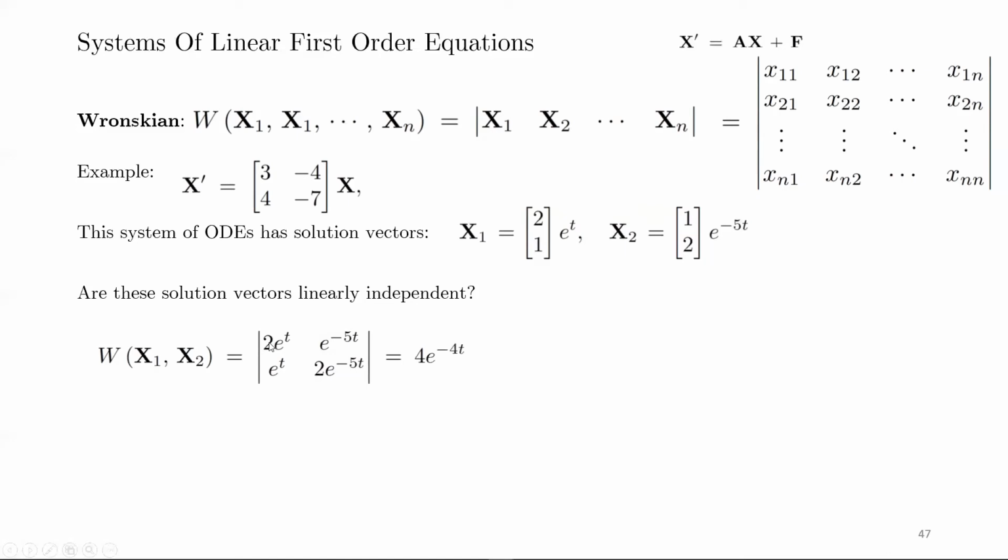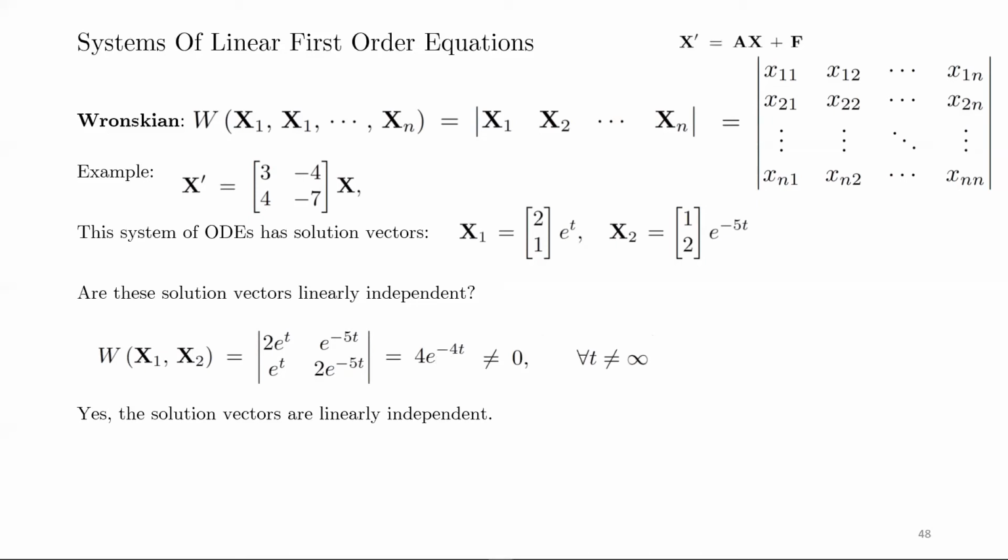So I get 2 times 2 is 4, e to the t times e to the -5t, minus the product of e to the t times e to the -5t. So in fact, I think this should be 3 e to the -4t, but that doesn't really matter. The point is it's not equal to 0 for any finite value of t. So therefore, yes, these solution vectors x1 and x2 are linearly dependent. Sorry, linearly independent. x1 and x2 are linearly independent because the Wronskian of those two vectors is not equal to 0.